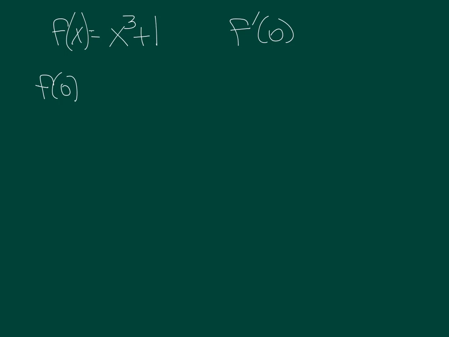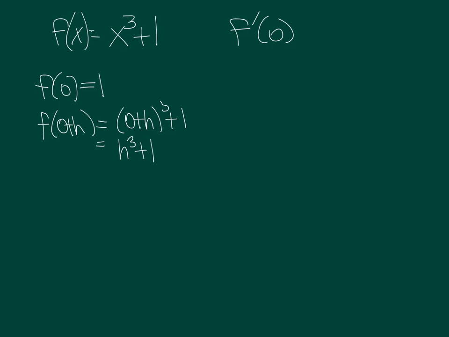Okay, here's my new page. So the function I'm investigating is x cubed plus 1, and I'm looking specifically for the derivative at 0 of this function. So first of all, I'm going to find the value at 0, and the value at 0 is 1, and then I'm going to find the value of the function at 0 plus h. Well, we replace x with 0 plus h, so it's (0 plus h) cubed plus 1. So that comes out to h cubed plus 1.